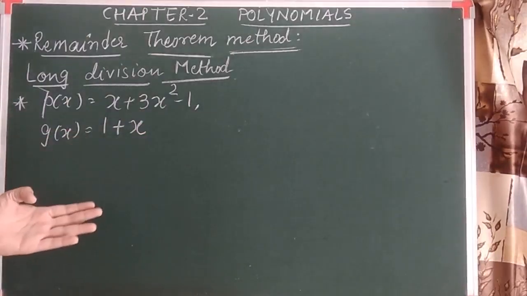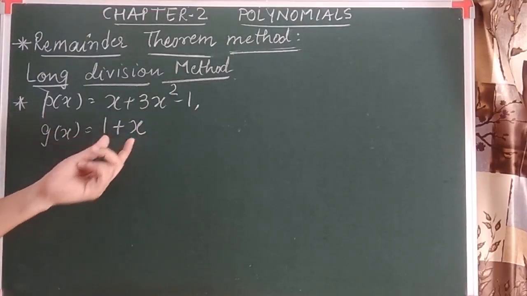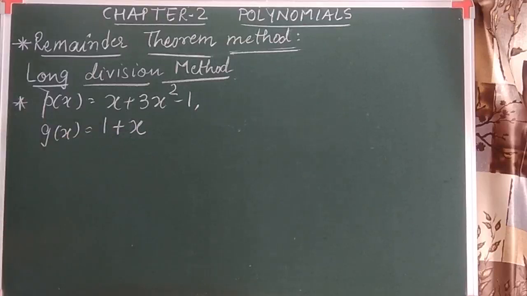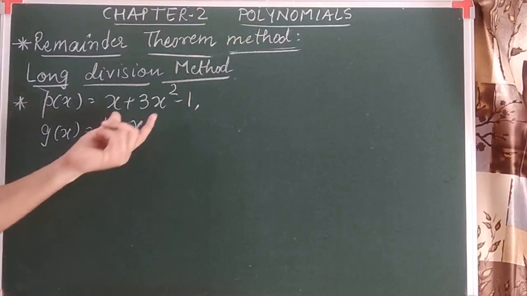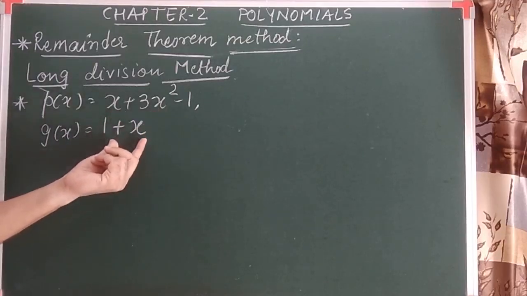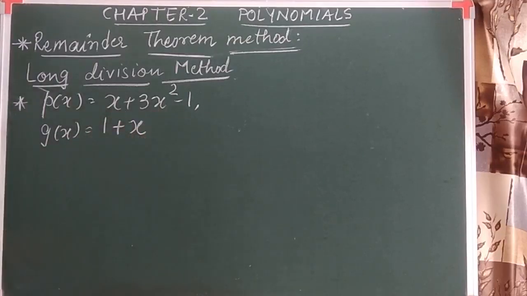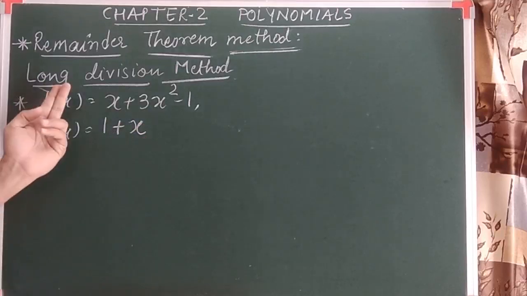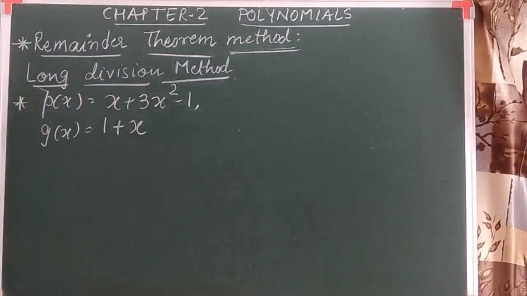If you recall the previous question, in that the divisor polynomial had only one term, which was a monomial. Here there are two terms. So let's learn how we can divide a quadratic polynomial by a linear polynomial, a binomial, by the method called the long division method.